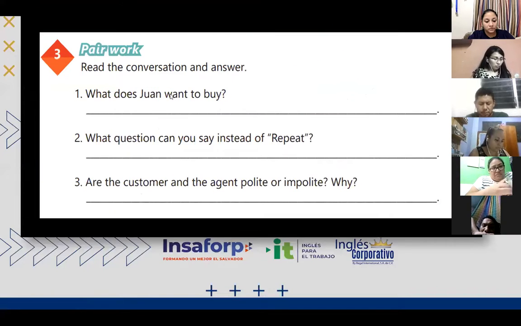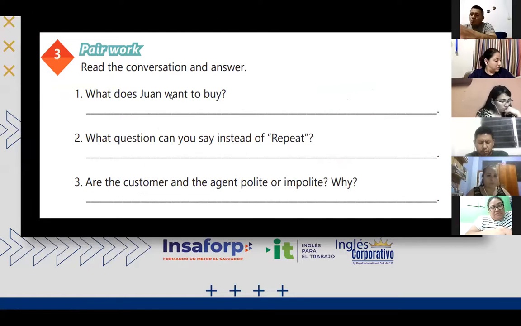What does one want to buy? What question can you say instead of repeat? Are the customer and the agent polite or impolite? Why?